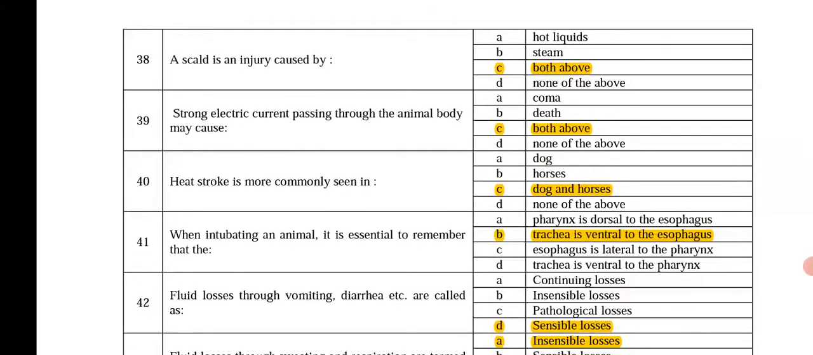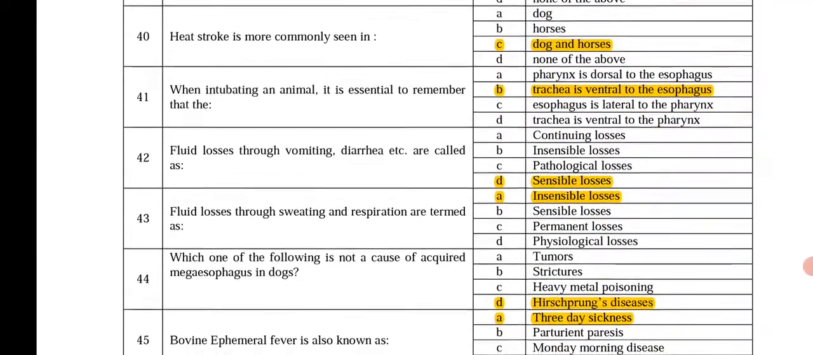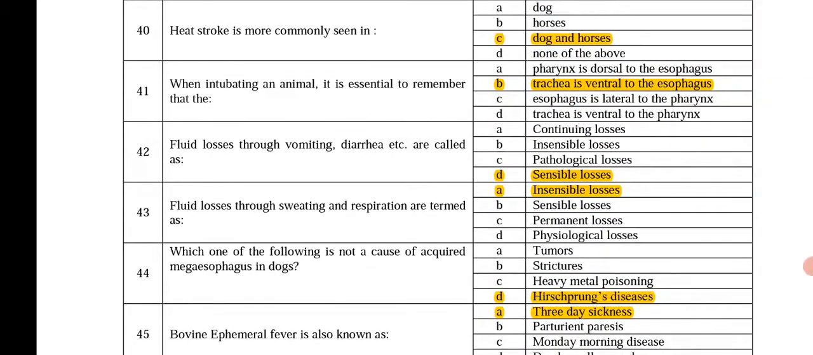When intubating an animal, it is essential to remember that the trachea is ventral to the esophagus. Fluid losses through vomiting, diarrhea, etc. are called as sensible losses. Fluid losses through sweating and respiration are termed as insensible losses.